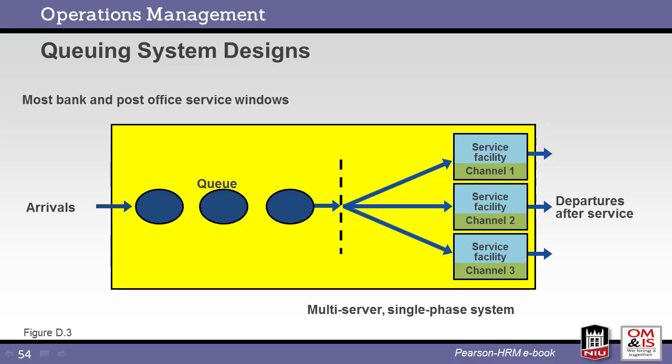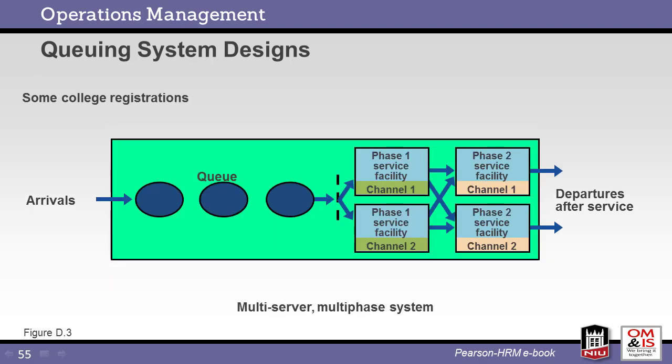At this bank, we have a single line feeding multiple teller windows. Each teller can perform all services, so there are no additional steps required. This would be a multi-server, single-phase system. This process flow shows a multi-server, multi-phase system for a common college registration process. There is a single queue feeding two parallel sets of processes, or phases.